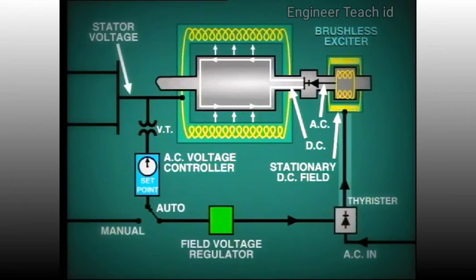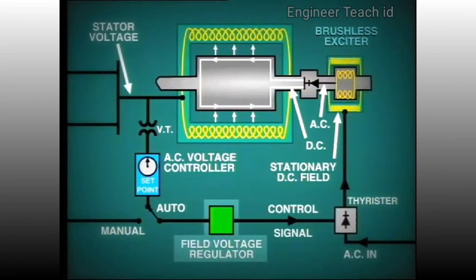This DC field current is supplied from a rectifier which is located in a nearby cabinet. Of course, this rectifier is much smaller than the static rectifier that we previously studied because it is only supplying field current to the rotating exciter. However, control is affected in the same manner. That is, by adjusting the firing of the thyristors, and this in turn is governed by the field voltage regulator.